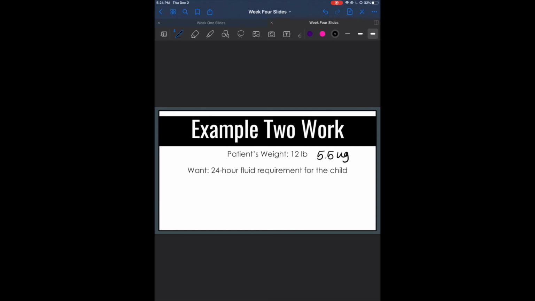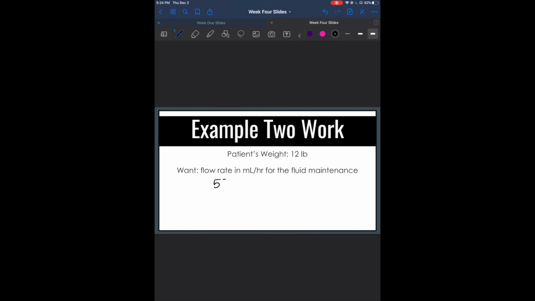Now, if you look back at the chart for weights that are 0 kilograms to 9.9 kilograms, they're going to get 100 milliliters per kilogram. So all you need to do is your 5.5 and just times it by 100. Just going to give you 550 milliliters. And then figuring out once again what their flow rate would be in milliliters per hour, because we're going to put this on a pump.